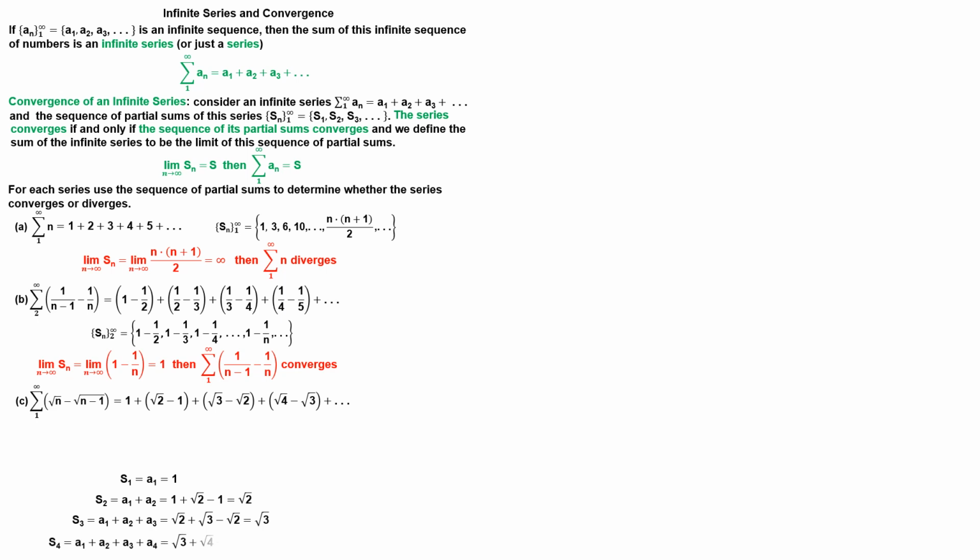As we can see, the formula for the general term in the sequence of partial sums is square root of n. We now take the limit. The sequence of partial sums is a divergent sequence because its limit does not exist. Then, the series is also divergent.